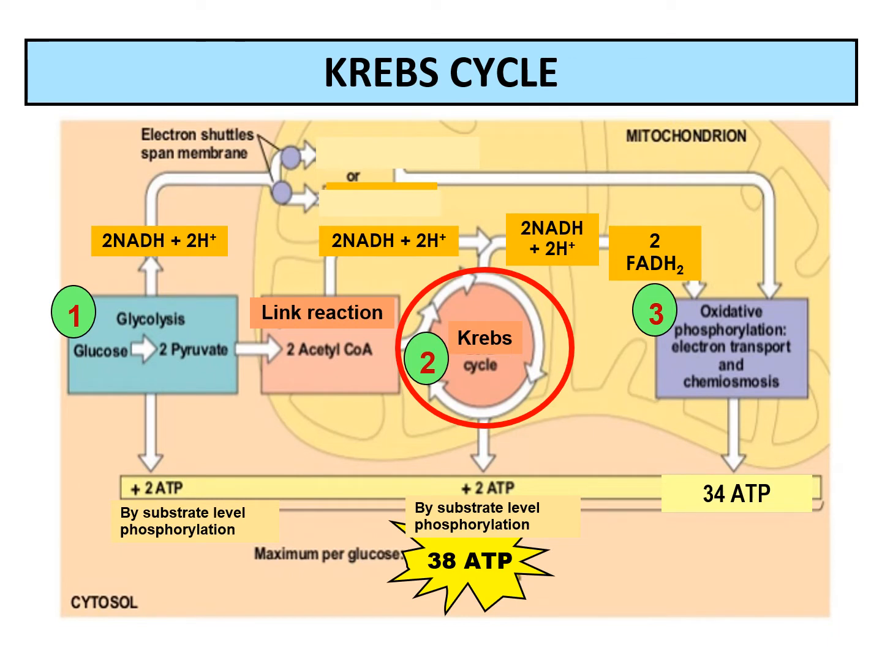Looking at this diagram, it shows that the first stage is glycolysis, which yields two pyruvates. Then pyruvate is transported into the mitochondria, where it undergoes link reaction to convert pyruvate into acetyl coenzyme A. So this molecule will enter Krebs cycle for the second stage of aerobic respiration.